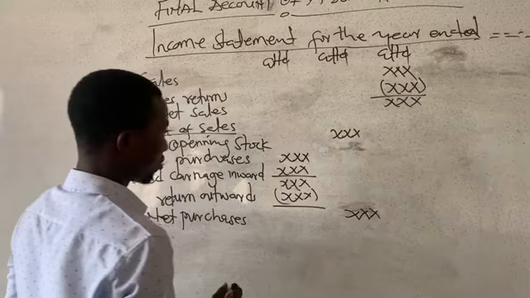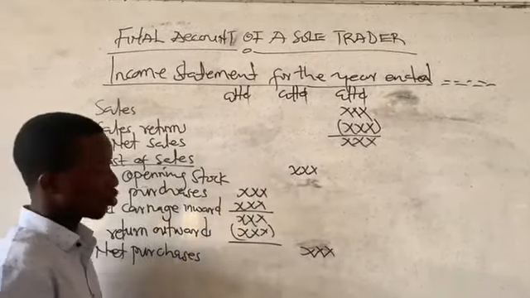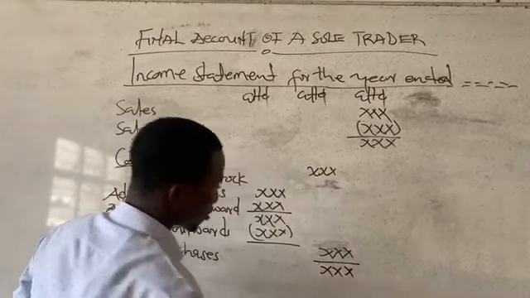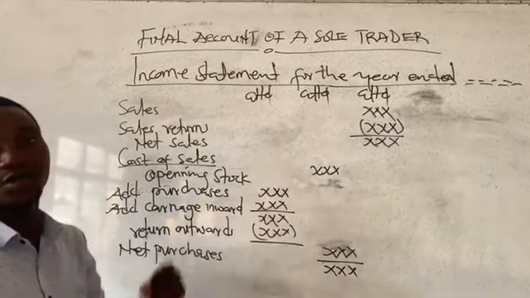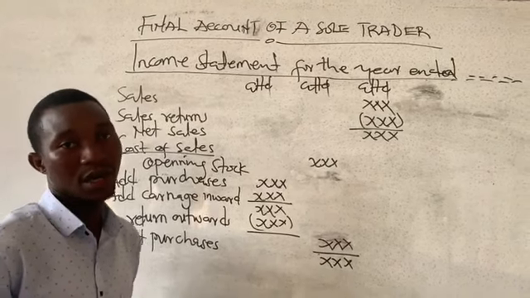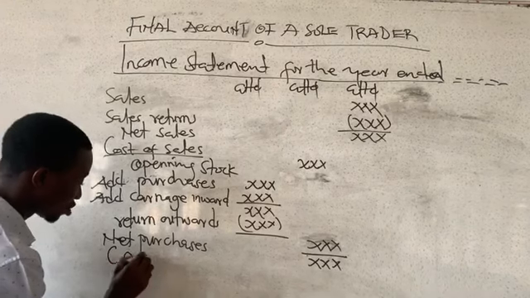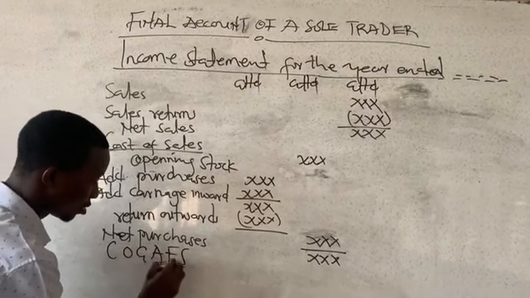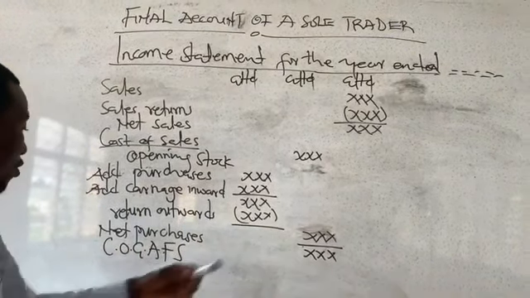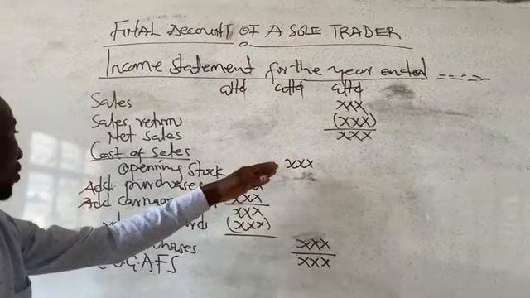Okay. So when we add our net purchases to the opening stock, we will be arriving at a cost of goods available for sale. So the net purchases plus the opening stock will be the stock or the products which is at our disposal. So that will give us the cost of goods available for sale. So I will say COGAVS. Is that okay?